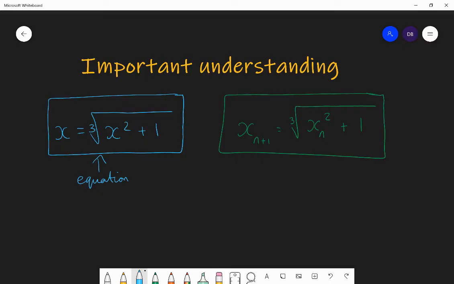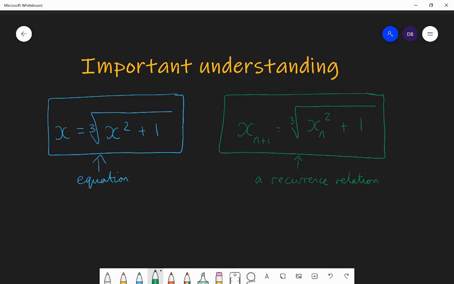If I substituted in 25 into this, then I doubt I would get the fact that 25 would equal the cube root of 25 squared plus 1. Okay? 25 is not equal to the cube root of 626. So therefore, that equation only works for specific values of x. The green is a recurrence relation. We can use this with any values of x.